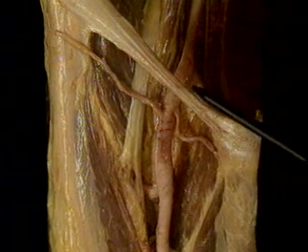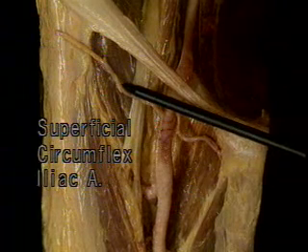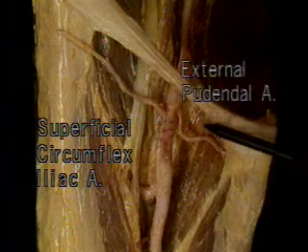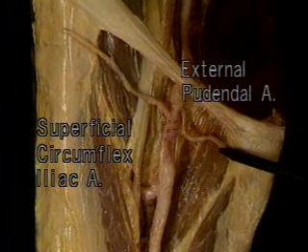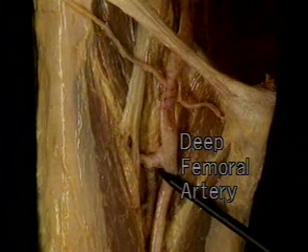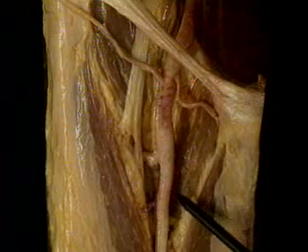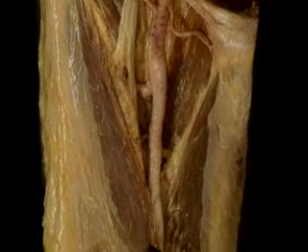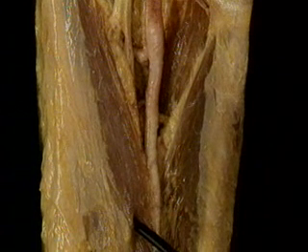The small branches are the superficial circumflex iliac, which runs laterally, and the external pudendal, which runs medially. The large branch is the deep femoral artery, which we'll look at in a minute. The femoral artery itself runs downward and passes beneath the sartorius muscle. We'll follow its further course in the next section of this tape.